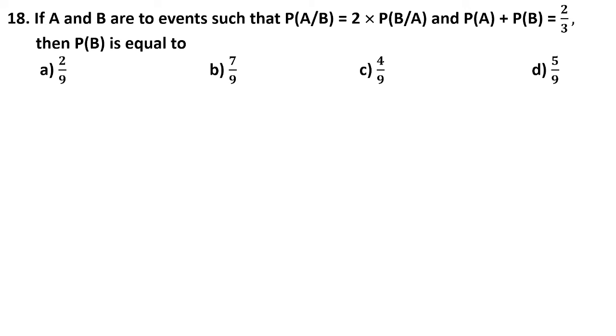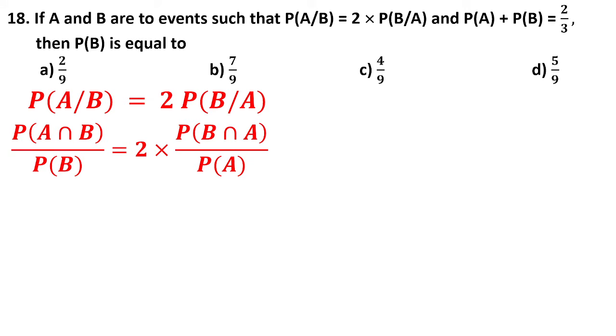Question number 18. A and B are two events such that P of A given B is 2 times P of B given A, and P of A plus P of B is given. You have to find P of B. Now, let us make use of the formula which they have given. We know the formula for P of A given B: P of A intersection B by P of B. The second one is P of B intersection A by P of A.